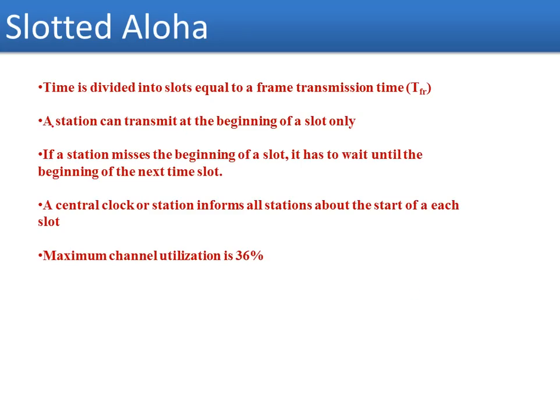So these are the bullet points of slotted Aloha. Time is divided into slots, and this slot is equal to the frame transmission time. A station can transmit at the beginning of the slot only. So if a station misses the beginning of a slot, it has to wait until the beginning of the next time slot, and a central clock or station informs all stations about the start of each slot. Maximum channel utilization is 36%, and we will see how this 36% is calculated.